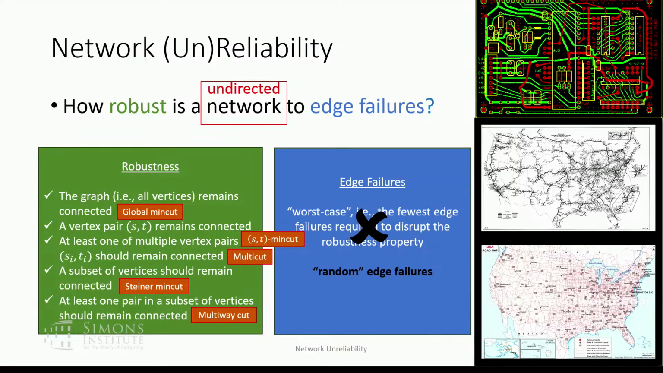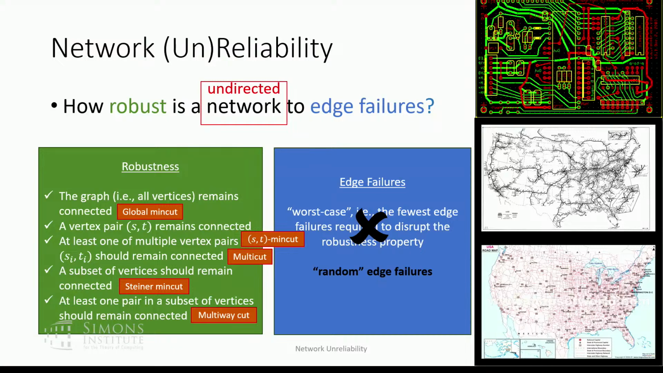Instead of asking what happens to a network if there's a worst-case set of edge failures, what I want to talk about is what happens to a network when there's a random set of edge failures. So I'm no longer asking for a worst-case minimum number of failures that disconnects my network. I'm saying, let's say every edge fails in some random way. Now, is my network connected or not? And how do I distinguish between a robust network and a non-robust one?